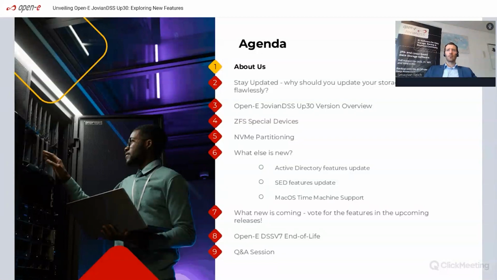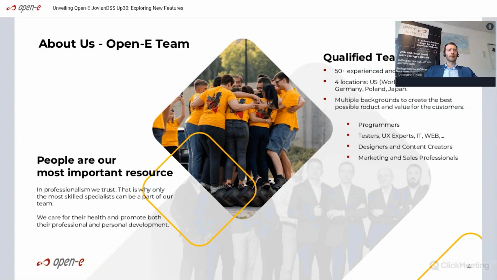I will tell you something about myself and about Open-E, what we're doing. So Open-E is a software development company which consists of around 55 people, and we are officially an American company. A lot of people don't know that, but it is the official way. We also have many offices, here in Germany, where I'm located in Munich, as well as in Poland and in Japan, because we have big customers there.